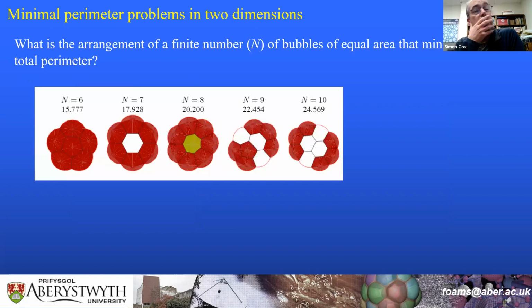And so our approach was to try and do something numerical and work out what the answer was, even if we couldn't show that it was the answer. And so you see candidate solutions from a numerical search for different numbers of bubbles, and they're coloured in a way that I'll describe in a moment, more or less according to their number of sides.